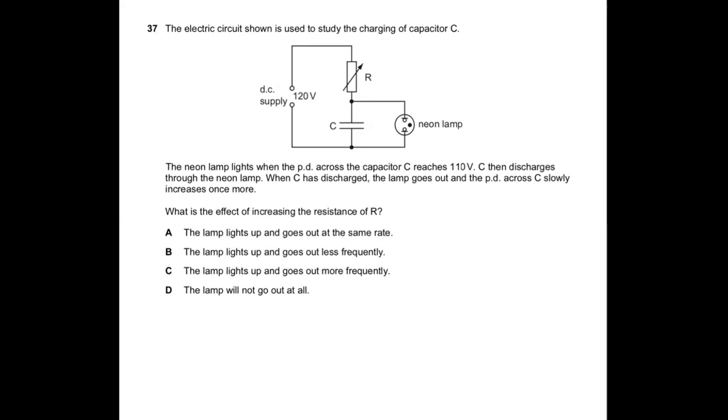Now, when the resistance of R is increased, the voltage across R will also increase. Therefore, the voltage across the capacitor decreases. Now, when the voltage across the capacitor decreases, it takes the capacitor more time to charge up. That is why the lamp will light up less frequently and goes out less frequently.